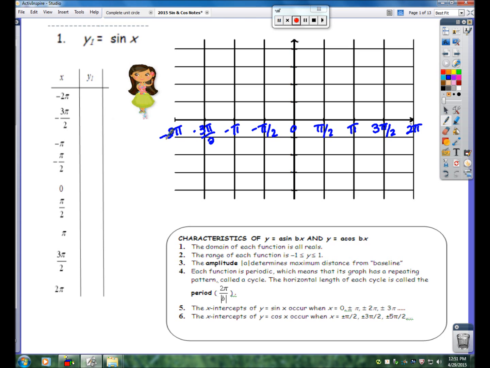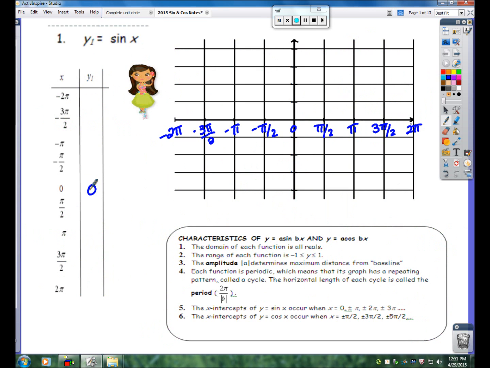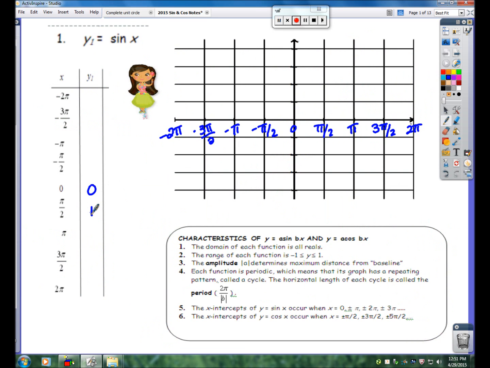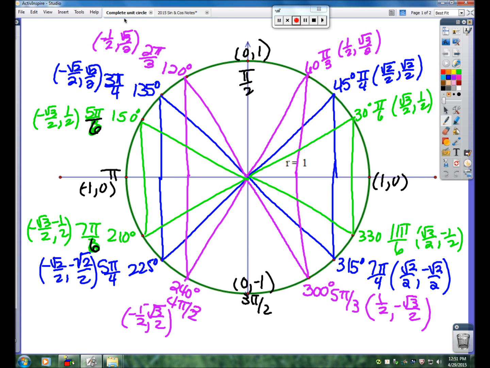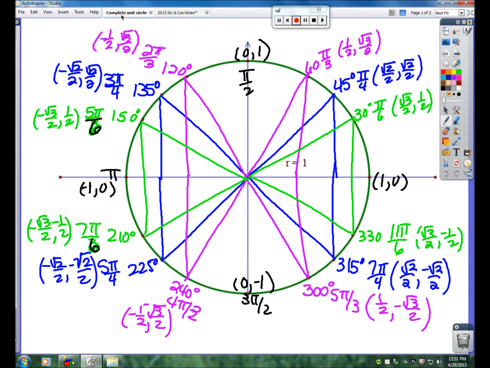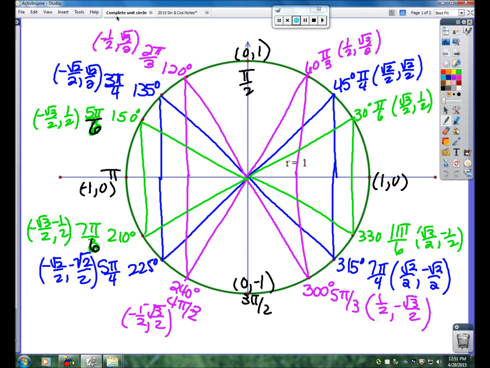Let's start at 0. What is the sine of 0? Well, let's go to our unit circle. The sine is our y value, so the sine of 0 is 0. Pi over 2: the sine of pi over 2 is 1. The sine of pi is 0. The sine of 3 pi over 2 is negative 1. And the sine of 2 pi is back around, so we're at 0 again.